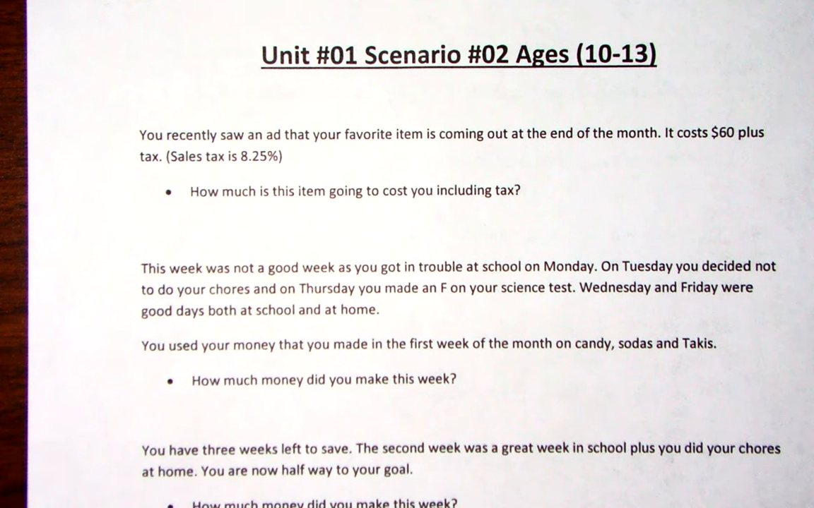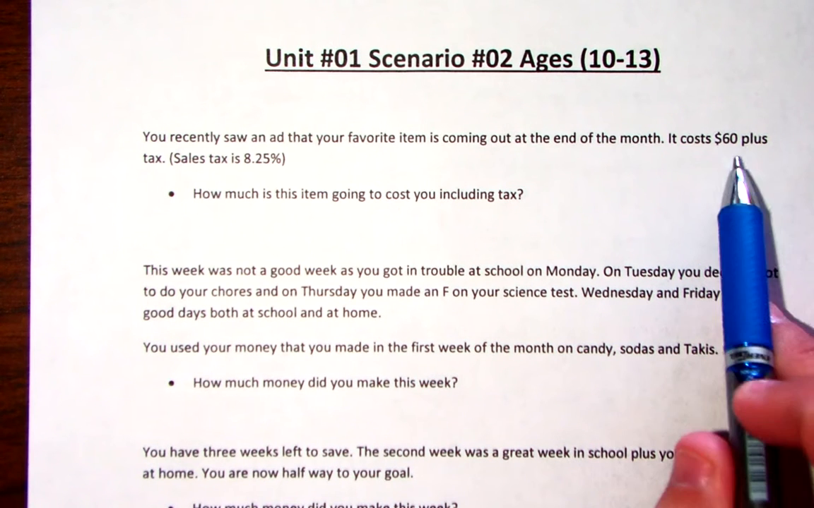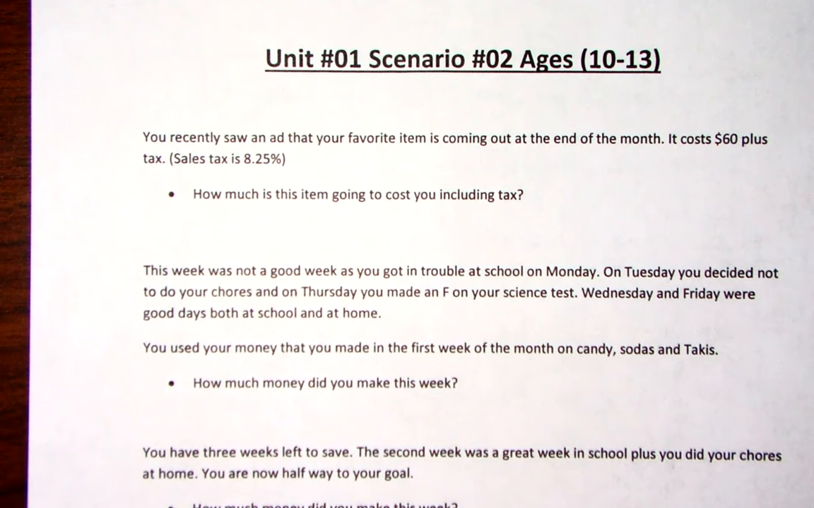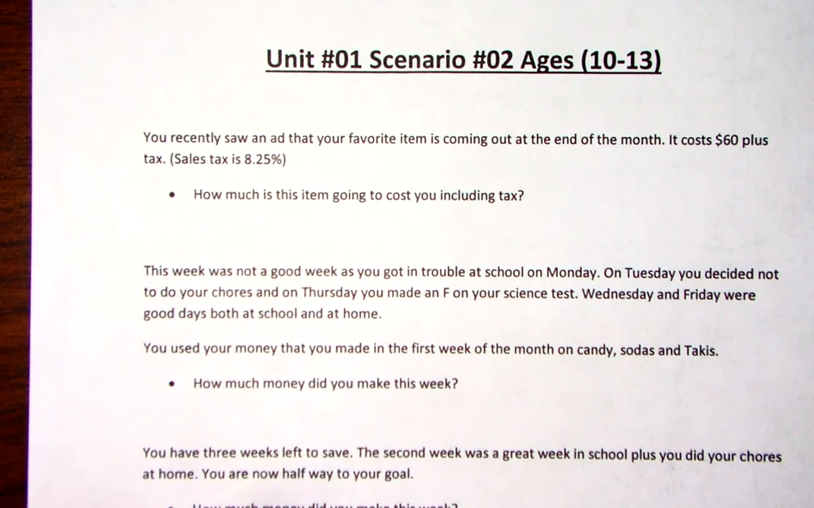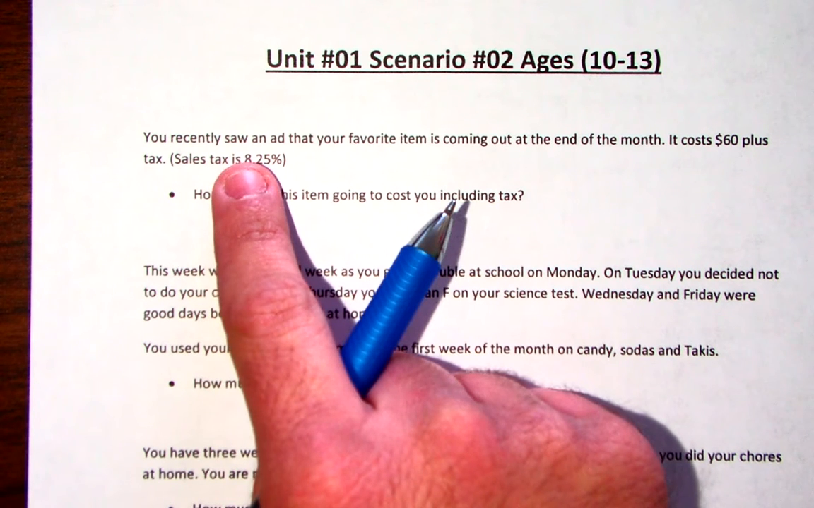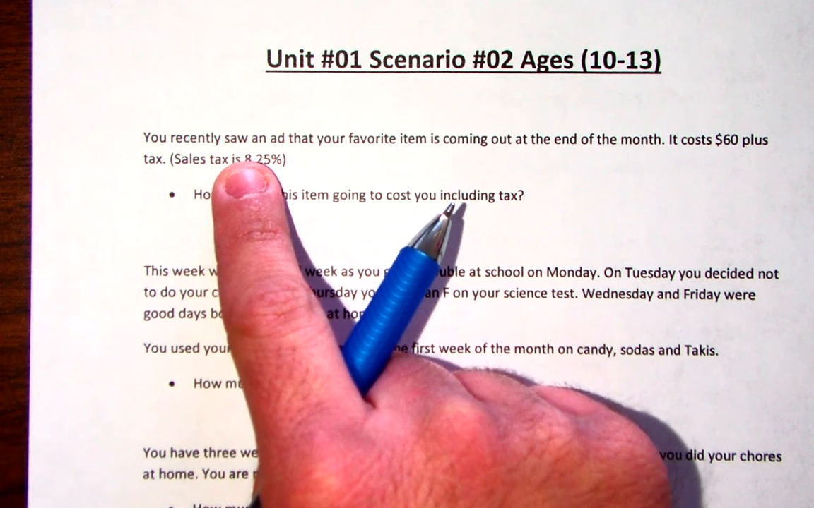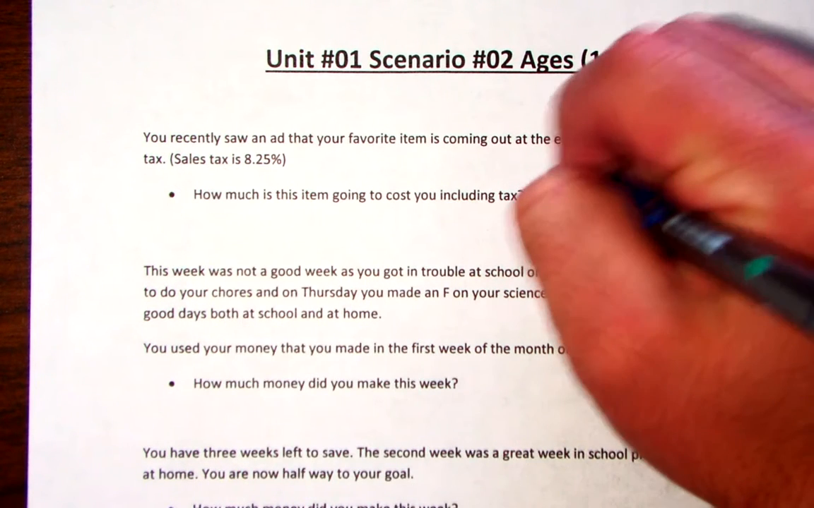Alright, so let's go ahead and try this first problem. Now I'm going to reread it. You recently saw an ad that your favorite item is coming out at the end of the month. It costs $60 plus tax. Sales tax is 8.25%. How much is the item going to cost you, including tax? So the way you do it is you take how much it cost, which is the $60, and you multiply it by the 8.25%.